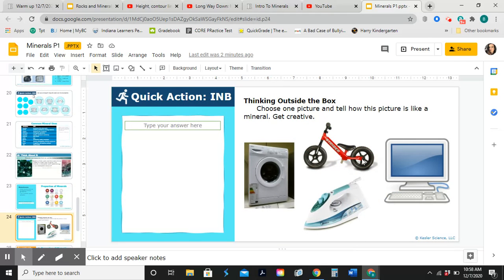Right here, you're going to select one of these and you're going to tell me, if you were looking for minerals, what minerals do you think you would find in one of these? For example, we have the computer. It has a cord. It has copper in it because it has an electrical cord.